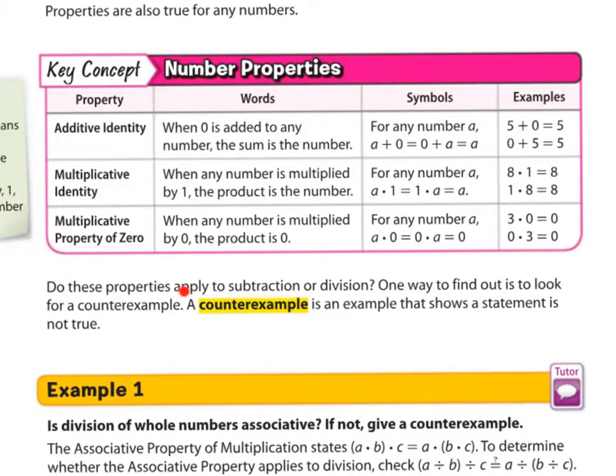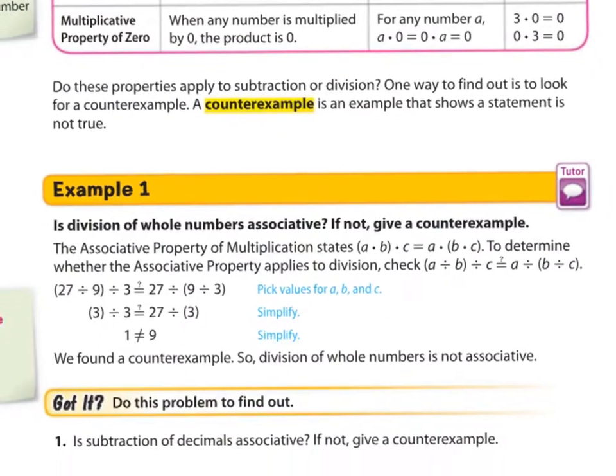Do these properties apply to subtraction and division? One way to find out is to look for a counterexample. A counterexample is an example that shows a statement is not true. So it will not work with division, it will not work with subtraction, but you can show a counterexample where you actually try it and you'll be able to prove that it's not true.